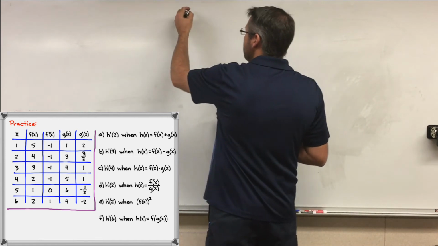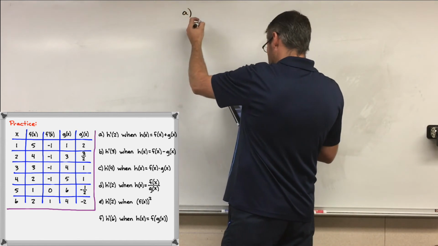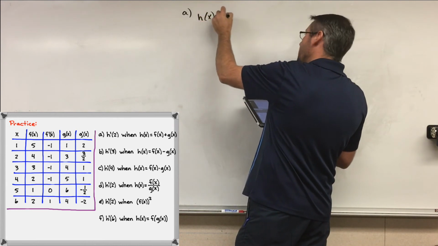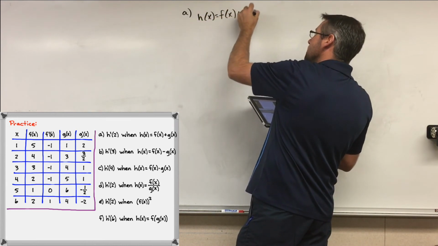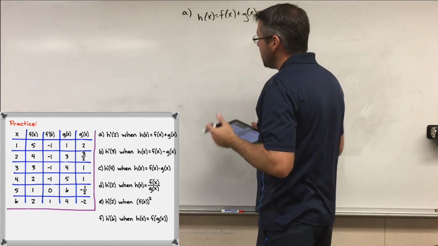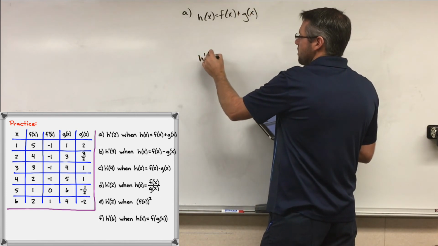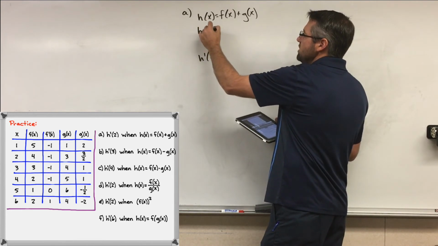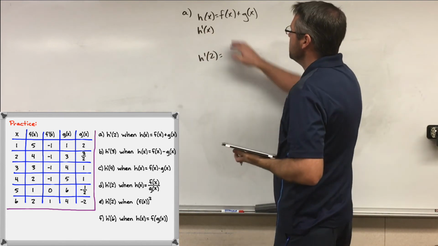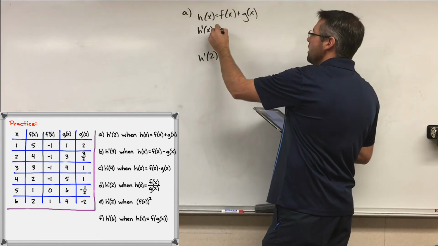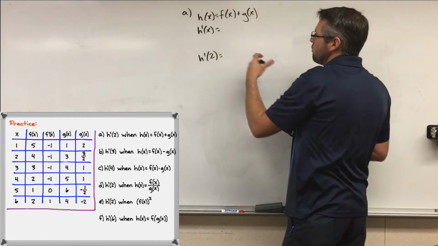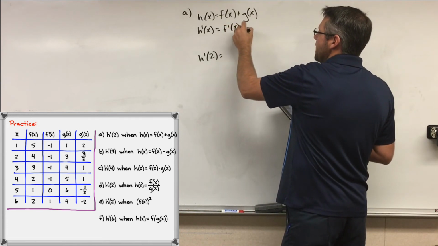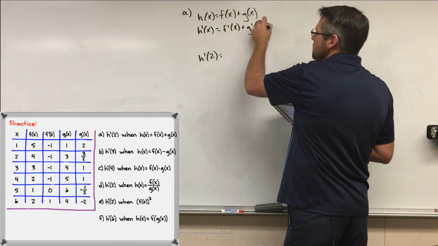Okay? So for A, it says h of x is equal to f of x plus g of x. And it wants us to find h prime of 2. That's our goal, h prime of 2. Okay? Well, we have to take the derivative. So when I take the derivative of h, I get h prime. When I take the derivative of the right-hand side, well, this is just a sum. So there's no really crazy rule here. You just take the derivatives and add them together. Right? That's the sum and difference rule.